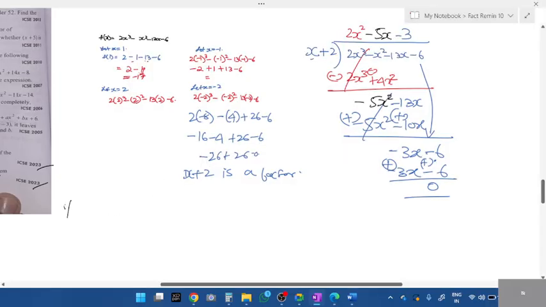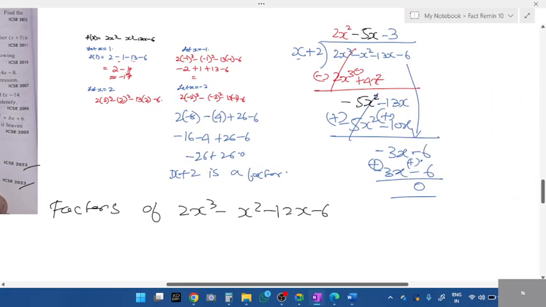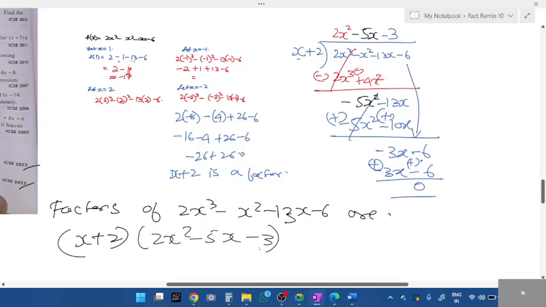Now write the factors. Last step. Factors of 2x cube minus x square minus 12x... what's the question? x square minus 13x minus 6. For the first one we got x plus 2. Then 2x square minus 5x minus 3.